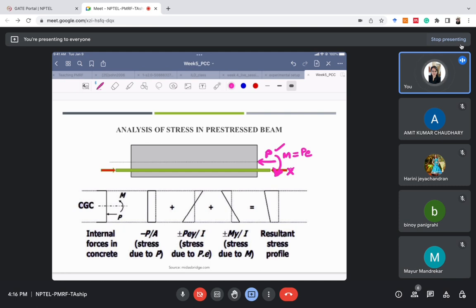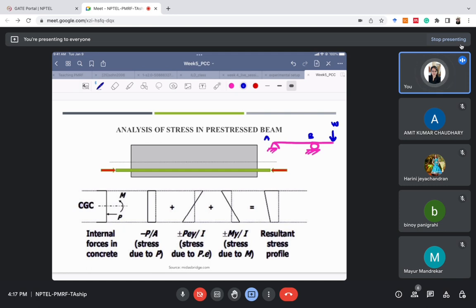So this load is not actually shifting. Just for the analysis purpose, I can shift this load to the neutral axis, and I can apply this moment, which is PE. Just as an example, I'll show it to you. Suppose this is a beam, an overhang beam. There's an overhang here. Suppose there's a load W here. So I can shift this load W for analysis purpose to this point B.